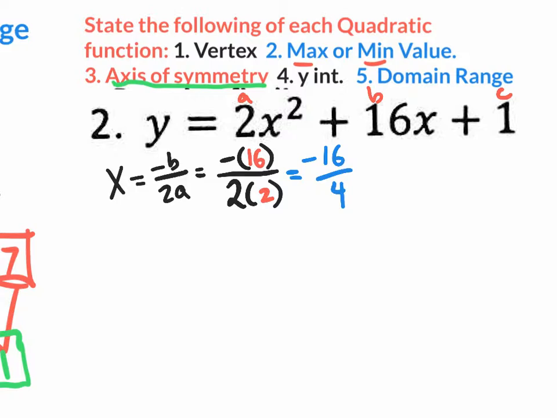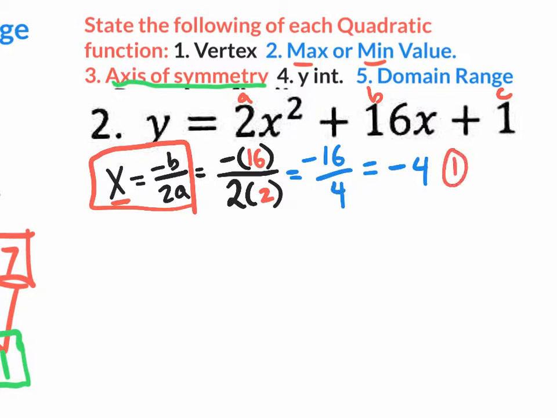So what's my x value really? It's really a negative 4. I hope everybody's with me. And again, this is called the vertex formula. And this formula only gives us the x value. Okay, it only gives us the x value of our vertex.